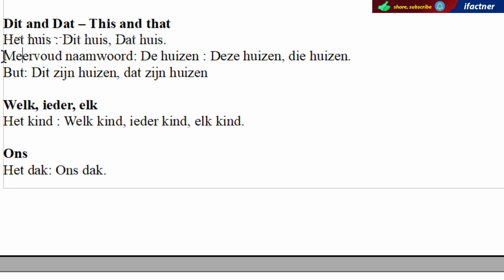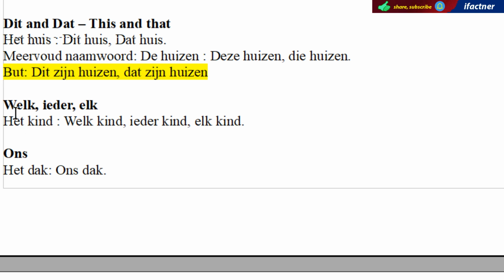And we have already discussed that with meervoud naamwoorden, we use de huizen, and therefore we will use deze huizen of die huizen. But remember, if we want to say these are houses, those are houses, then we will use dit zijn huizen and dat zijn huizen for the het word. This is a very important point.